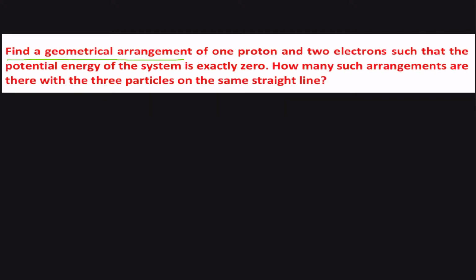Find a geometrical arrangement of one proton, 2 electrons such that potential energy of the system is exactly 0. How many such arrangements are there with the 3 particles on the same straight line? So we are given that we have 1 proton and 2 electrons, and they are to be arranged such that the total potential energy of the entire system is equal to 0. And they are to be arranged in a straight line.